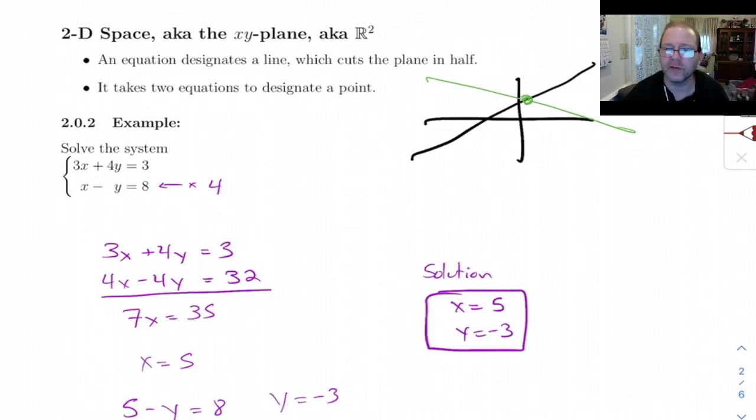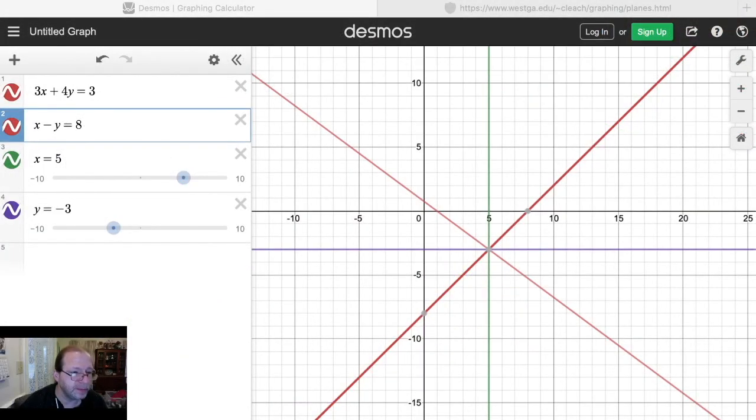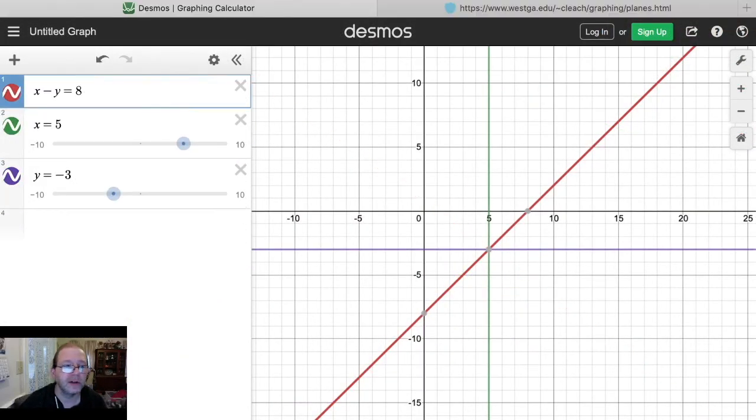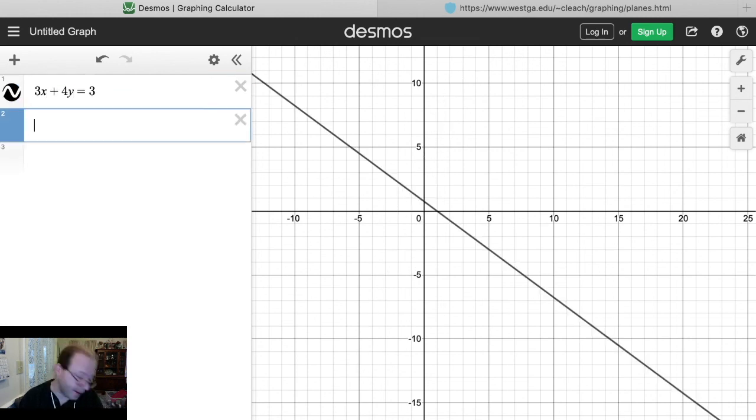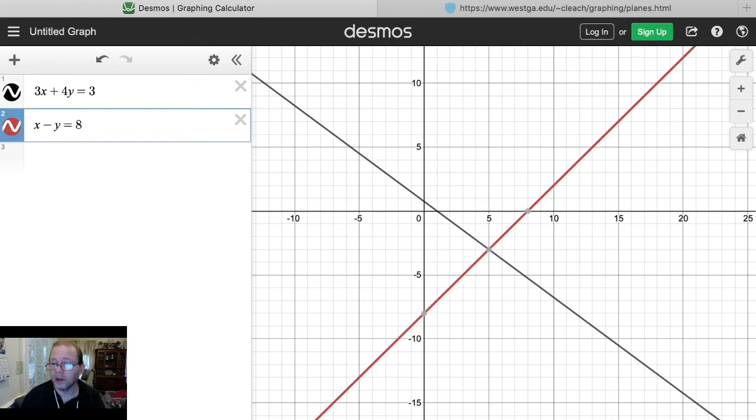Let's graph that just for fun. If I come over here to Desmos and graph it, let's see, it looks like I already had it there, but I'm going to put it in again anyway. I'll just put in 3x plus 4y equals 3, and then x minus y equals 8. And it graphs the two things, and sure enough, 5, negative 3 is where they cross.